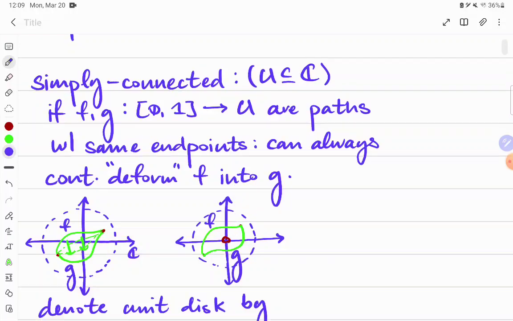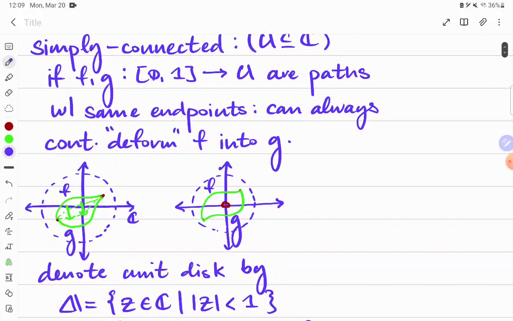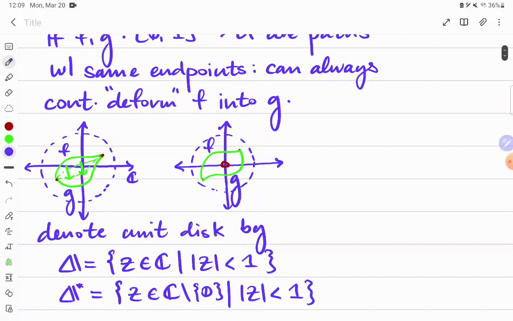For simplicity, we're going to denote the unit disk on the left-hand side by delta, and we will denote the punctured unit disk by delta star. Okay, so this is a foundational topological property, and we will show why it is so surprisingly massive and fundamental in a certain theorem, and what happens if we actually lose that assumption.